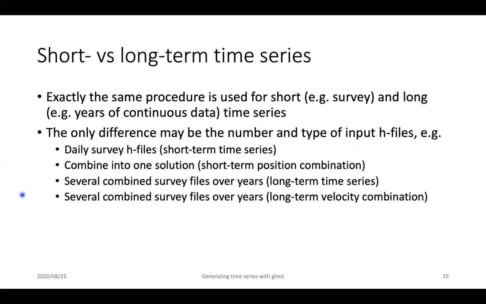The method that we show here is basically the same for short versus long time series. It's the same procedure. The only difference is the number and the type of H files that you input. So for a short-term time series, you might use daily surveys or combine them into one solution. For long-term time series and velocity combinations, you might use several of these combined survey files or many daily continuous files, for example, over years.